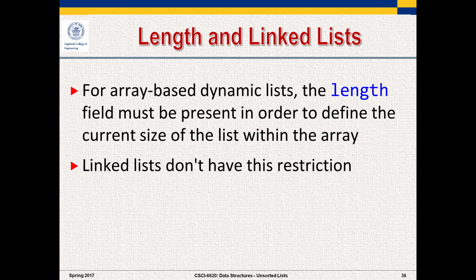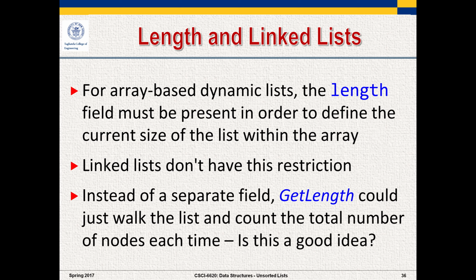On the other hand, this is a big plus for linked lists. They don't have this restriction because you're only allocating as much space as you need, and the length of the list is represented simply by the total number of nodes. So in this implementation, we could simply traverse the list and keep a running count of the total number of nodes each time. I would ask you, take a second, is this a good idea?